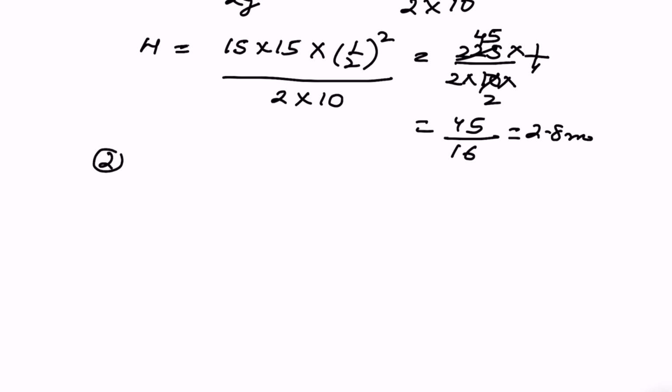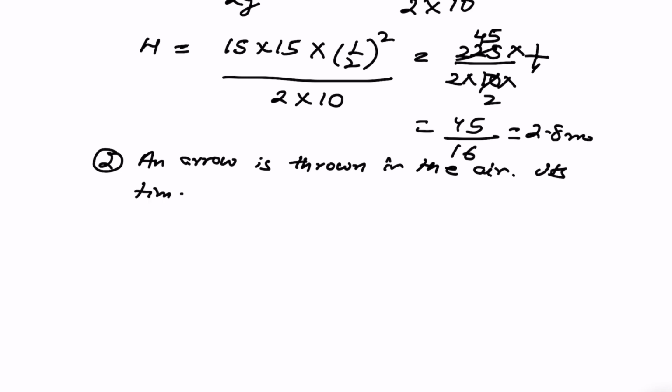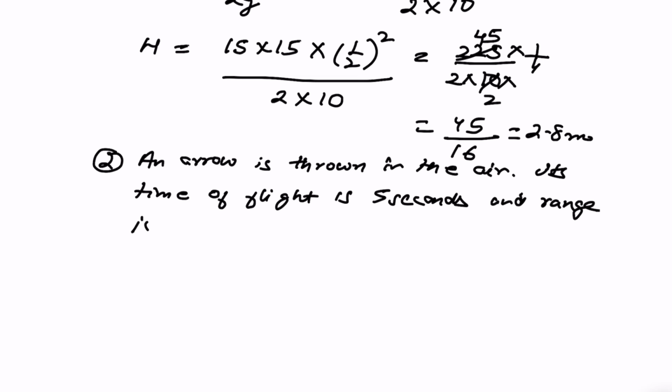So question number 2. Question number 2 is that suppose an arrow is given to us. An arrow is thrown in the air. We are given that its time of flight is 5 seconds. It is given that the time of flight of the arrow is 5 seconds, and the range is given to us, that is 200 meter.